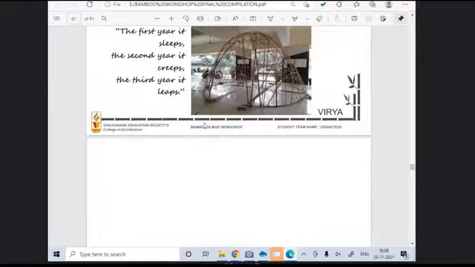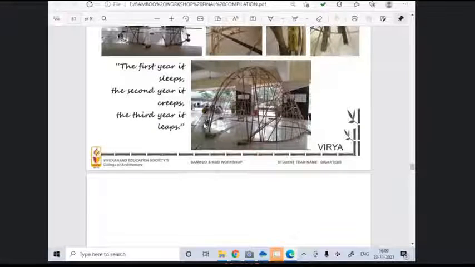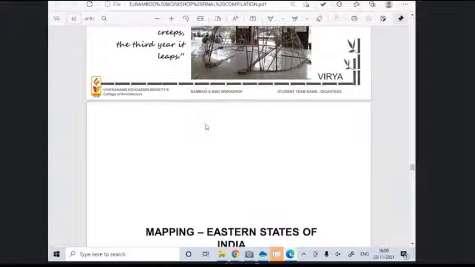Same page. So this was our final picture, Virya, which is inspired by the independence of bamboo, that it doesn't really need a cube to support itself. Even though we were trying to give it a support it didn't need, we learned a lesson about how versatile the material itself is. So I think the second group can start with the presentation.